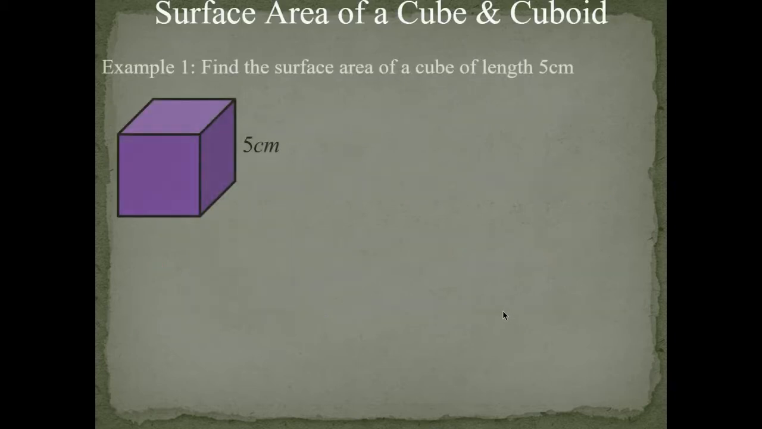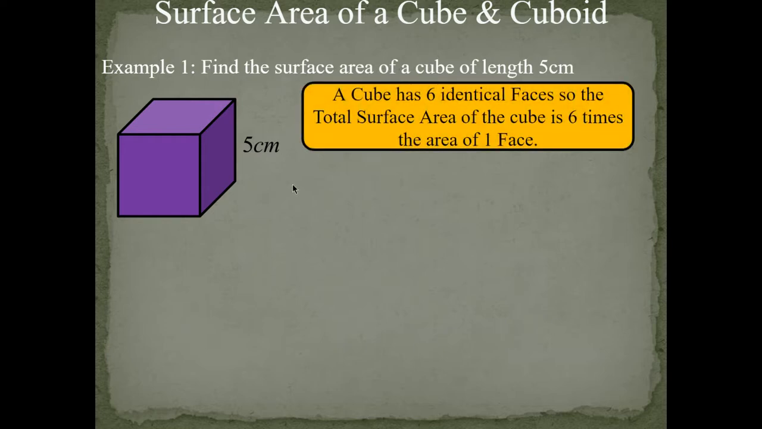So for example, find the surface area of this cube. The cube has a length 5 centimetres. A cube has edges all the same size, so all of these edges are 5 centimetres. To identify the faces for this, we have to establish that, as we know, a cube has 6 identical faces. These are 6 squares. So the total surface area of this cube is 6 times the area of one of the faces, and one of the faces looks like this.